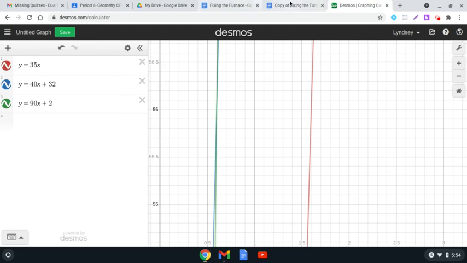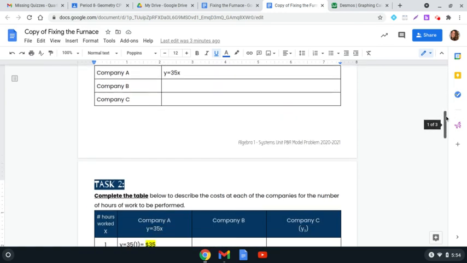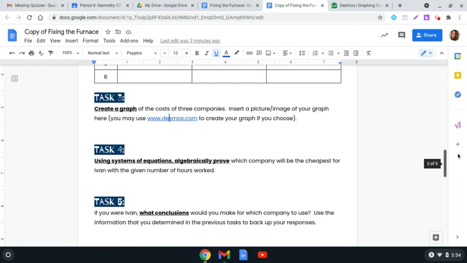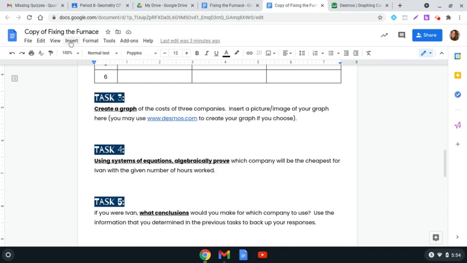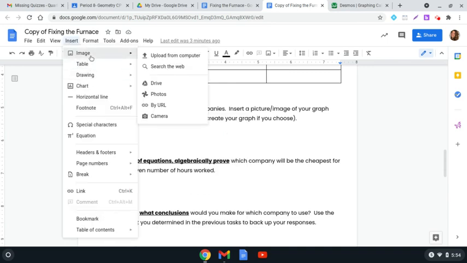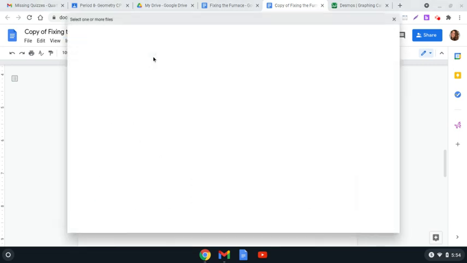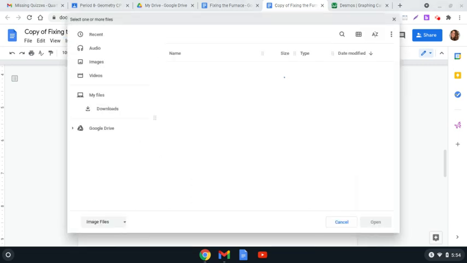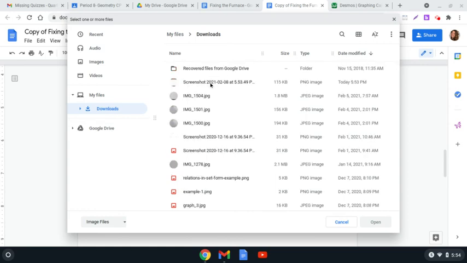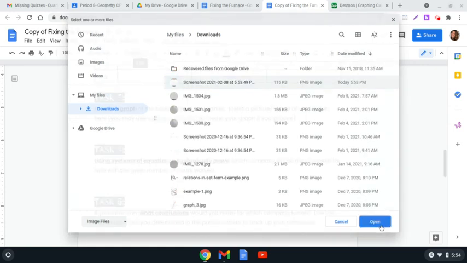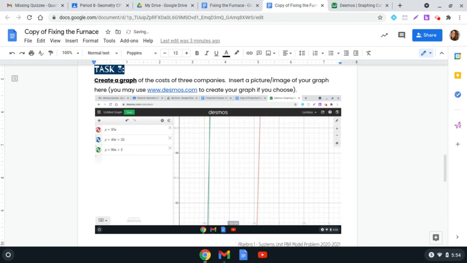And then since I just screenshotted that, if I wanted to put it into here, I would click here and I'm going to insert image, upload from my computer. And then that screenshot should be the first thing in my downloads because that's what I just did. And then that picture will pop up right in here. So that's exactly what I'm looking for. Okay. You just want to get me a nice picture of where they all intersect.